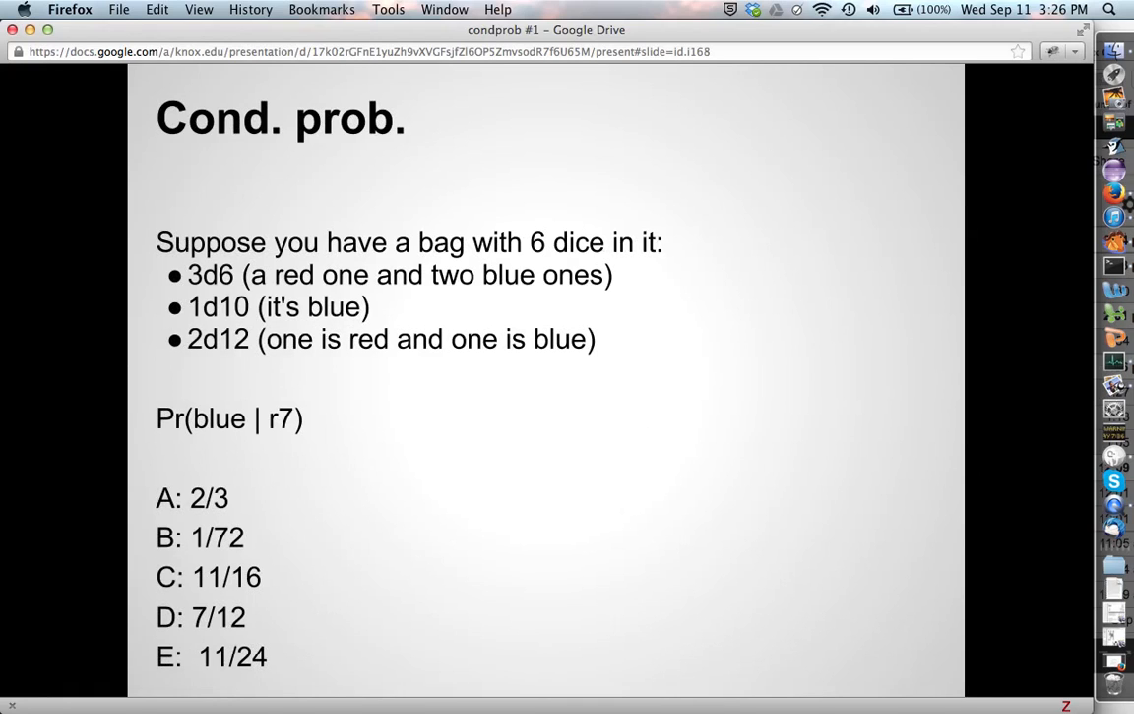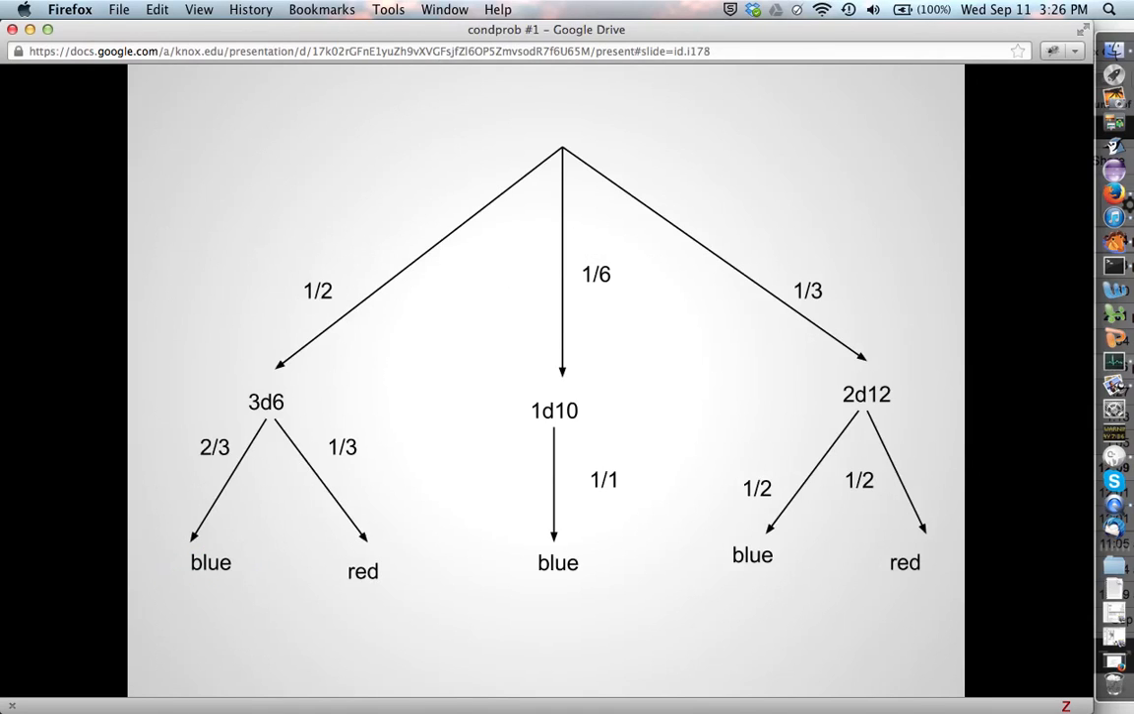Let's do another one. So you've got 6 dice. What's the probability the die was blue, given that we already know we rolled a 7? I'll give you a chance to crank this out. You'll probably need to look at your little tree to figure this out. So did you come up with 11/16? If so, you're correct.